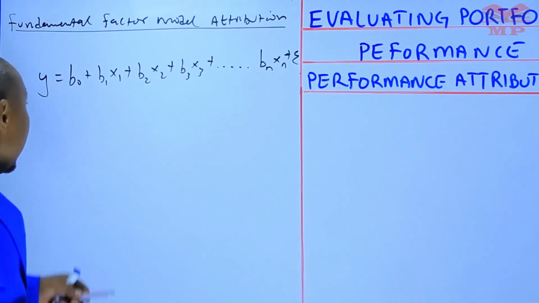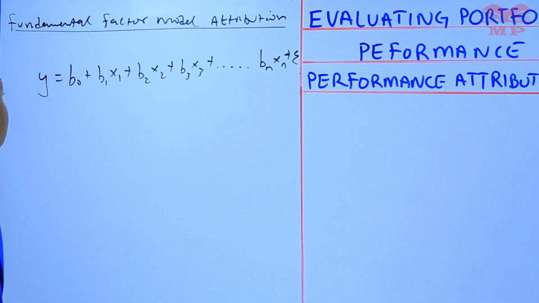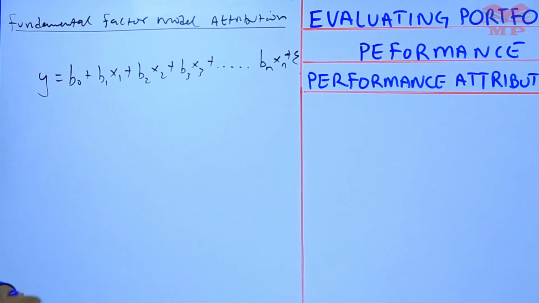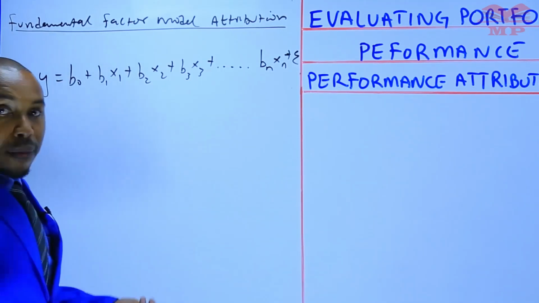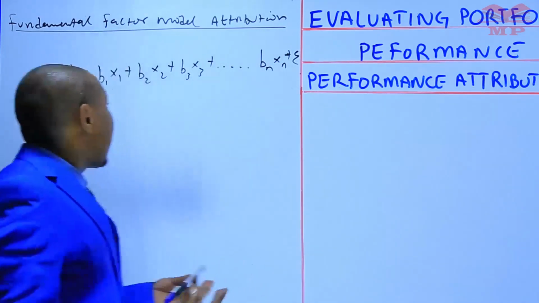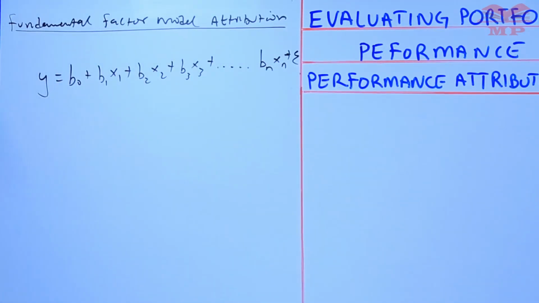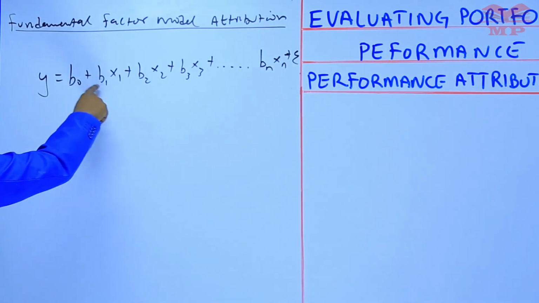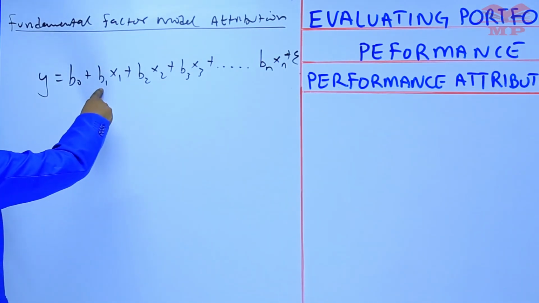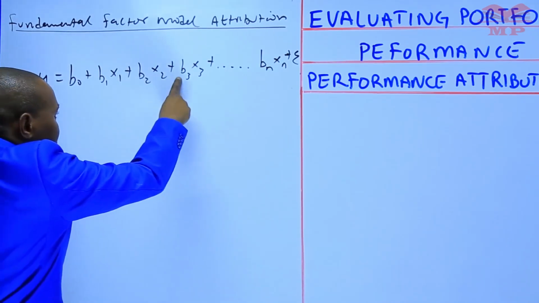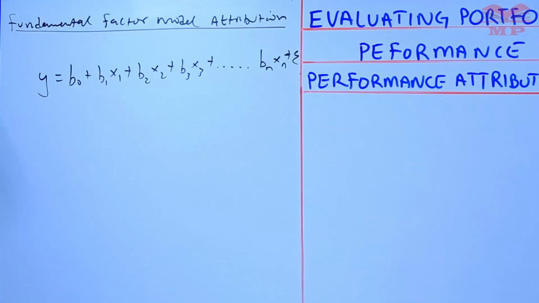It is an important component, especially in multi-factor model attribution, because it provides what is the risk if we do not have an independent variable over there. What is the risk of not having an independent variable? That is what is presented by this b naught component here. B1 is the factor sensitivity that relates to the first factor, b2 the factor sensitivity that relates to the second factor, b3 relates to the third factor, and so on and so forth.